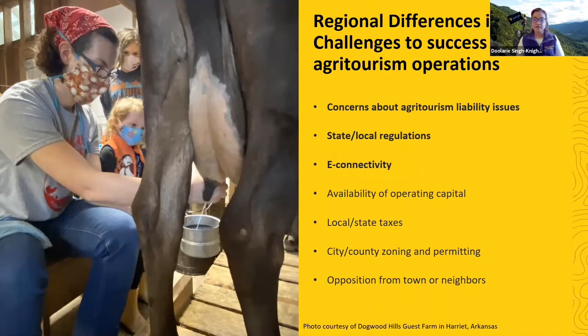So we further broke those challenges down by region, and what you see here are the challenges that were found to be statistically significant within that regional analysis. So most of the challenges deal here with federal, state, and local regulations, as well as funding sources and community opposition. So in the next few slides, I'll take a deeper dive into the top three here: liability, state and local regulations, and e-connectivity. And as we look at the regional differences, we really want to consider these challenges the way operators generally view them, through the lens of what we're calling access. So we can ask, how accessible are the resources needed by agritourism operators to be successful?